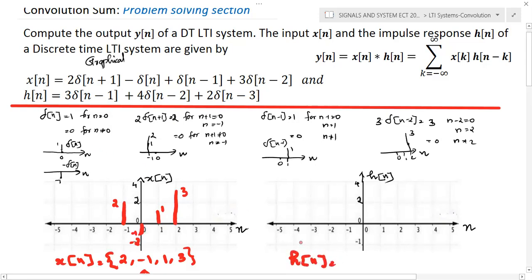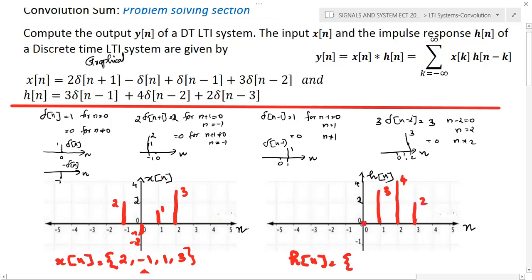Now we know the concept. So if you observe this particular signal, del of n minus 1 means a signal exists at n is equal to 1, and here the amplitude is 3. Similarly, del of n minus 2 means a signal which exists at n is equal to 2, and here the amplitude is 4. Now we can think about the last signal, del of n minus 3, which exists at n is equal to 3, and here the amplitude is 2.